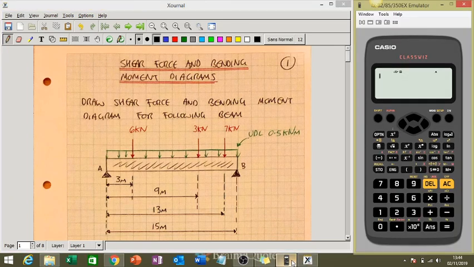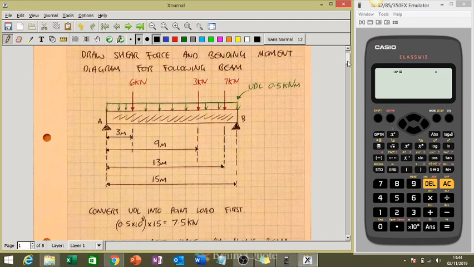Anyway, shear force and bending moment diagrams. You will get one in an assignment where you've got to draw shear force and bending moments. So we'll go through it. We've done a few in class, so yeah, all the same type of procedure.